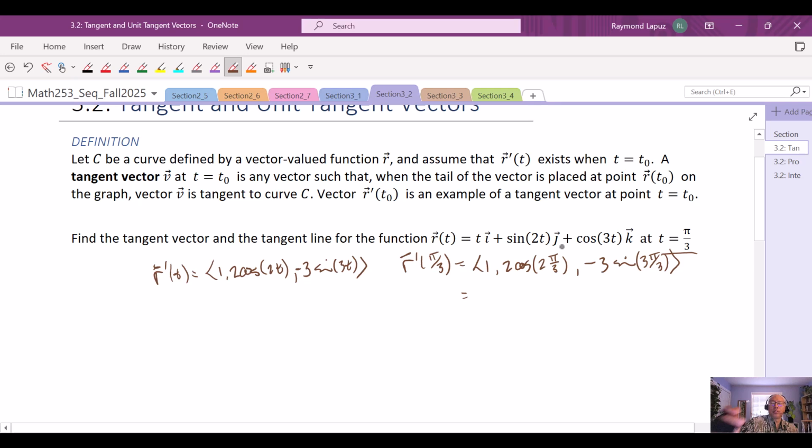Cosine of 2 pi over 3: cosine of pi over 3 is 1/2, but it's in the second quadrant, so that's negative 1/2, because cosine is negative in the second quadrant. Multiply it by 2, and that's negative 1, and then this is 0. Okay, so that's your derivative at that point.